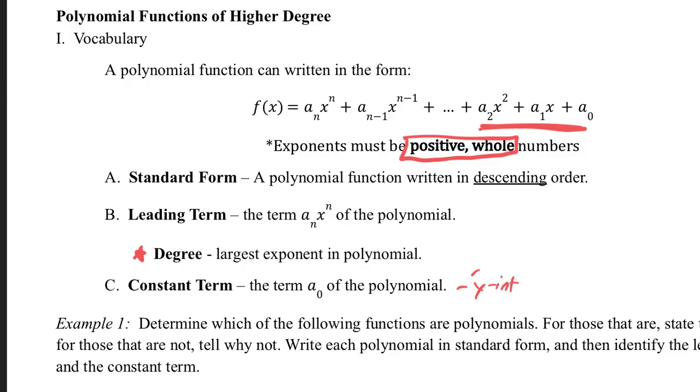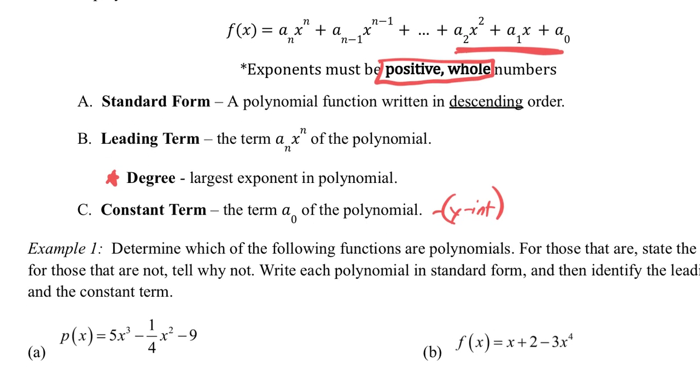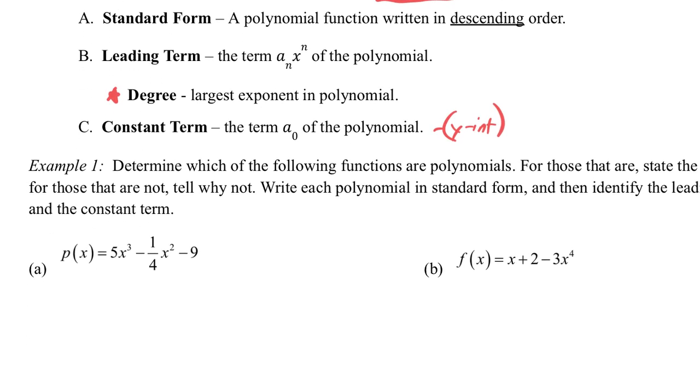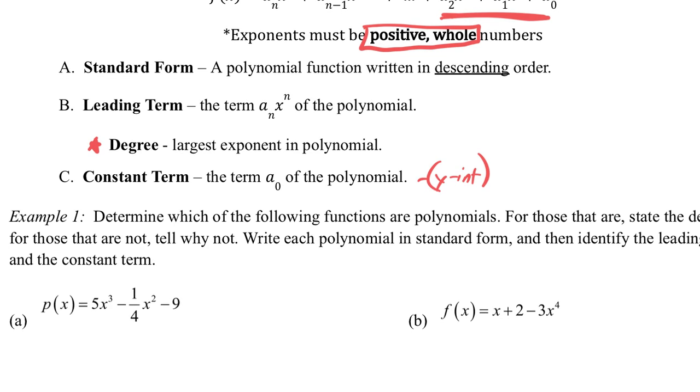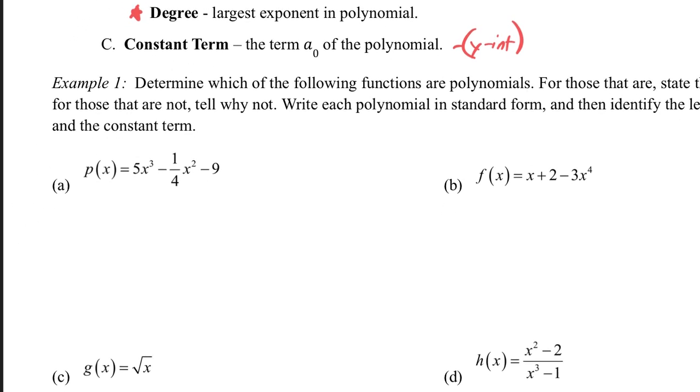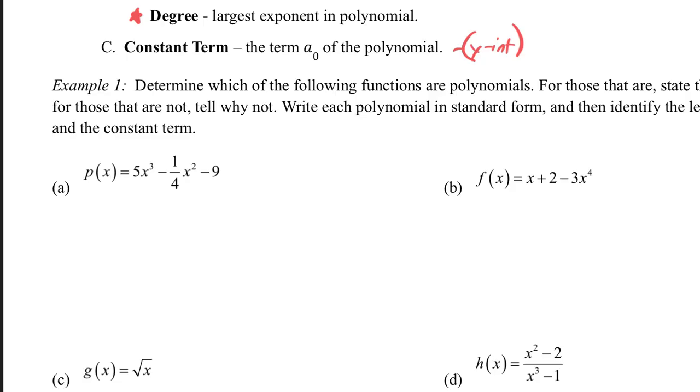Same thing here. Whatever that constant is tells you the y-intercept of the graph when we start looking at graphs. All right, so the first example is just taking that and saying, do I have a polynomial function? If so, write it in standard form. If not, why not? So you're looking at, does it meet the criteria? We said positive whole numbers for all of the exponents. That first example, p of x equals 5x cubed minus 1/4 x squared minus 9. Are all of those exponents positive whole numbers? Yes, so this is a polynomial function.